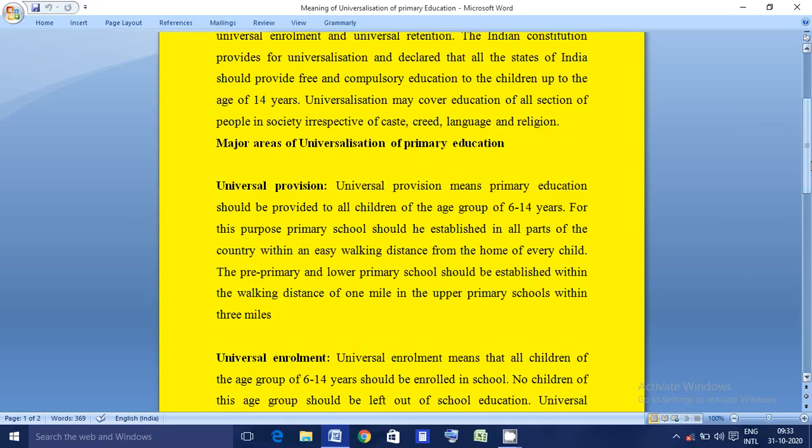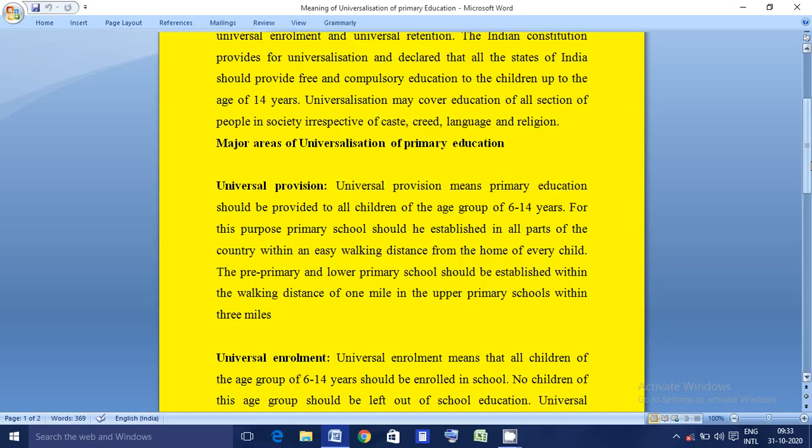The pre-primary and lower primary schools should be established within the walking distance of 1 mile, and the upper primary school within 3 miles. So universal provision means making primary education accessible by establishing primary schools at a very small walking distance from the home of the child. The distance of the primary school is not more than the walking distance of the child, so it is very near to the home of the child. That is universal provision.